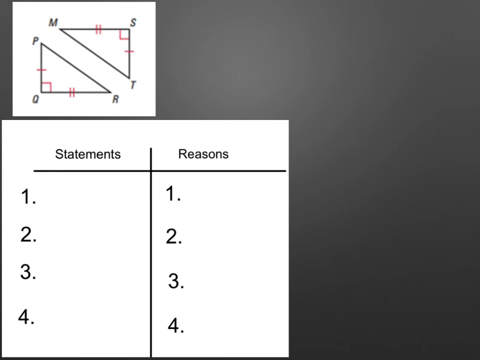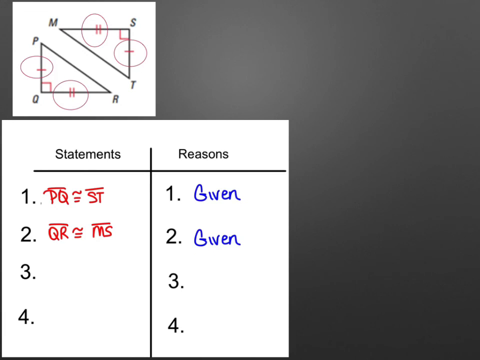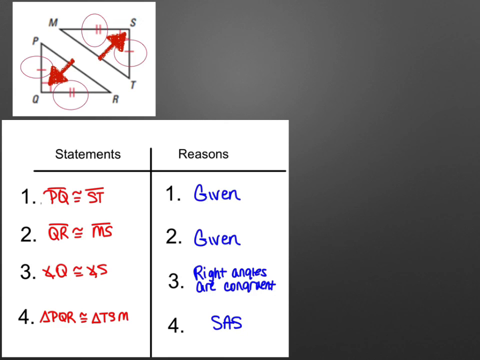Next example, side PQ is marked congruent to side ST, so the reason would be given. Side QR is marked congruent to side MS, so the reason will be given. Angle Q is congruent to angle S because right angles are congruent, so the triangles will be stated congruent by side, angle, side.